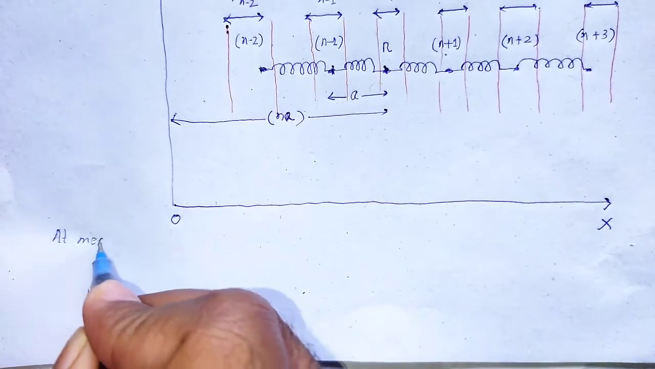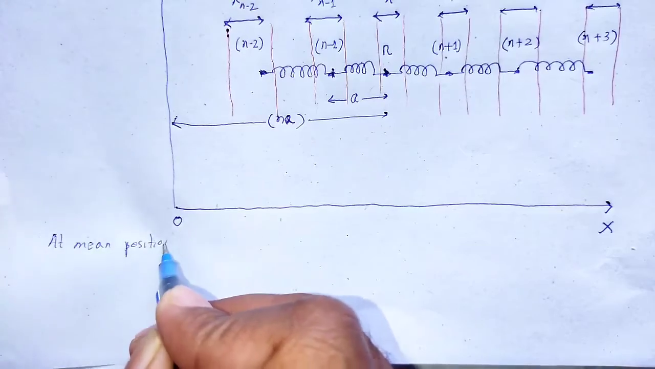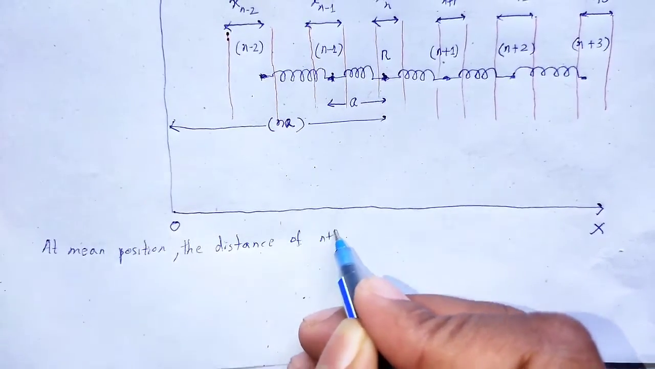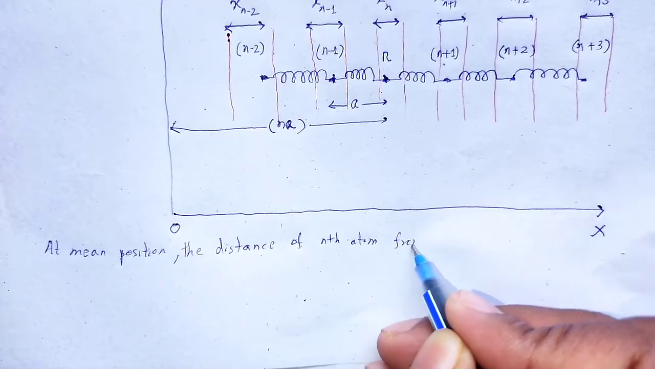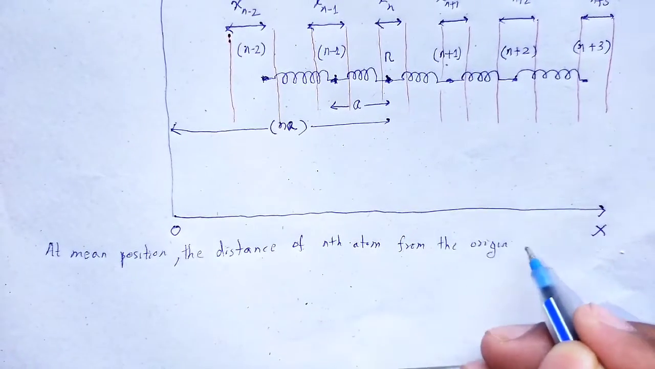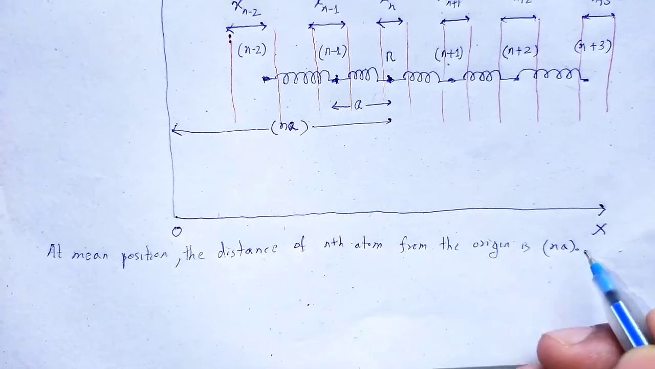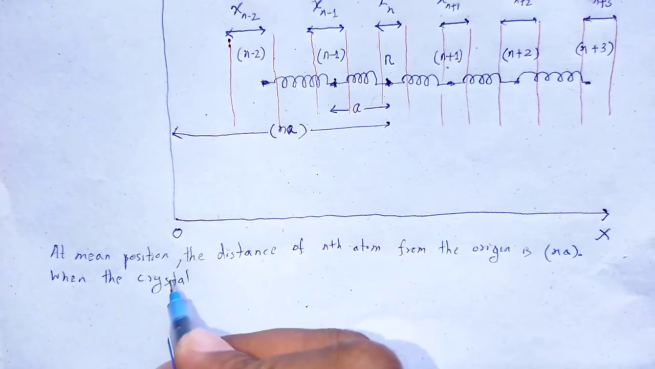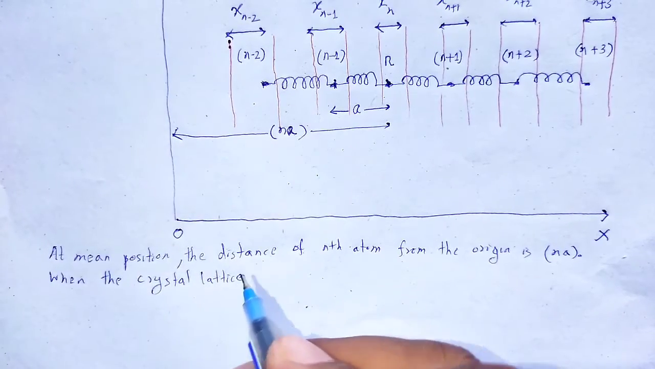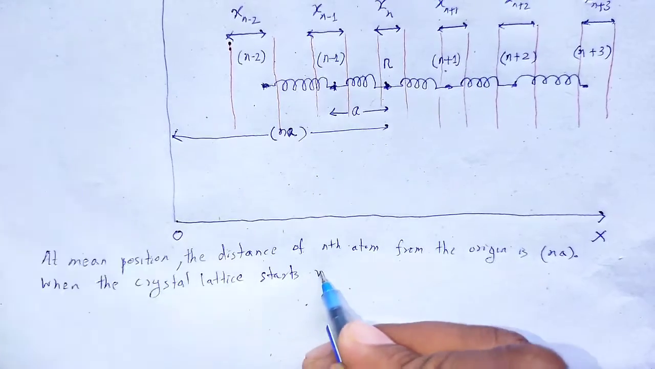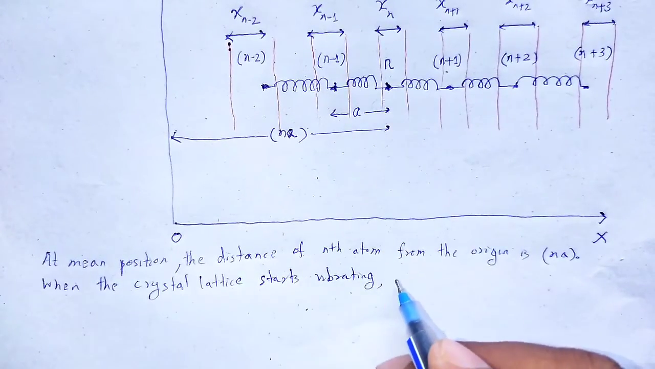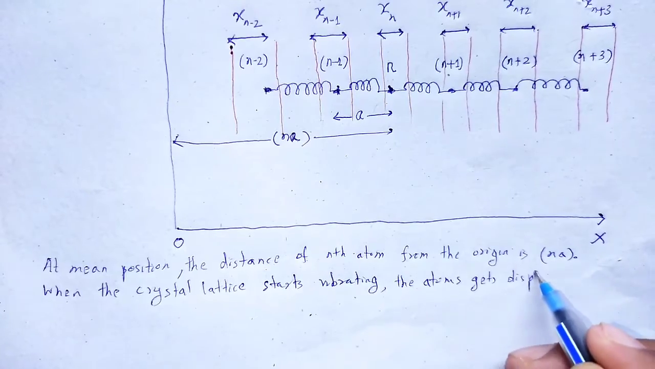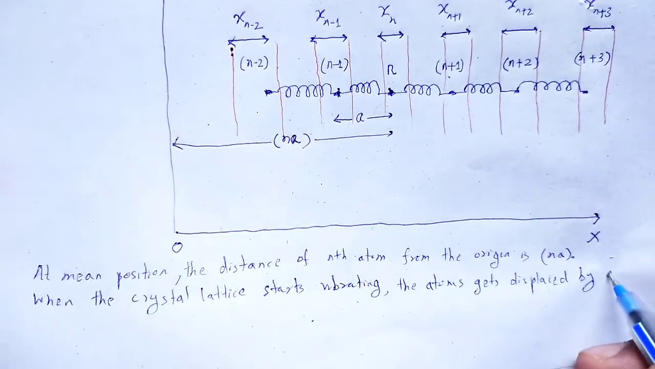at mean position the distance of the nth atom from the origin is Na, and when the crystal lattice starts vibrating, the atoms get displaced by a small magnitude.